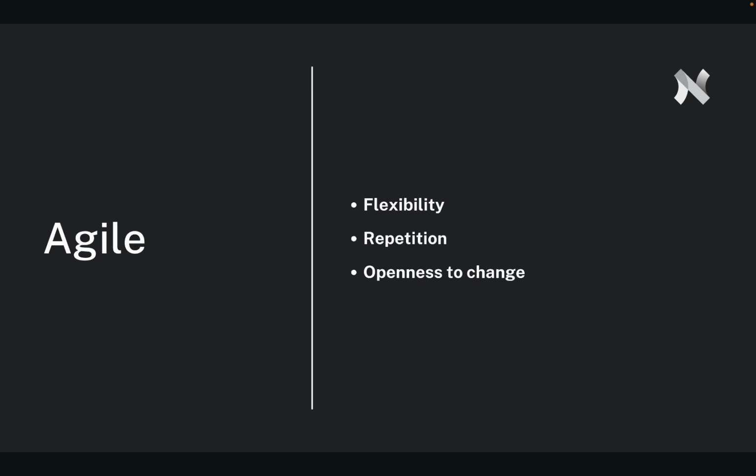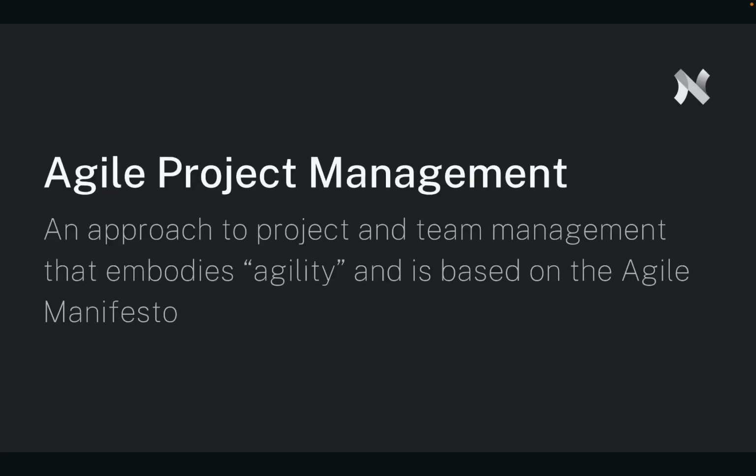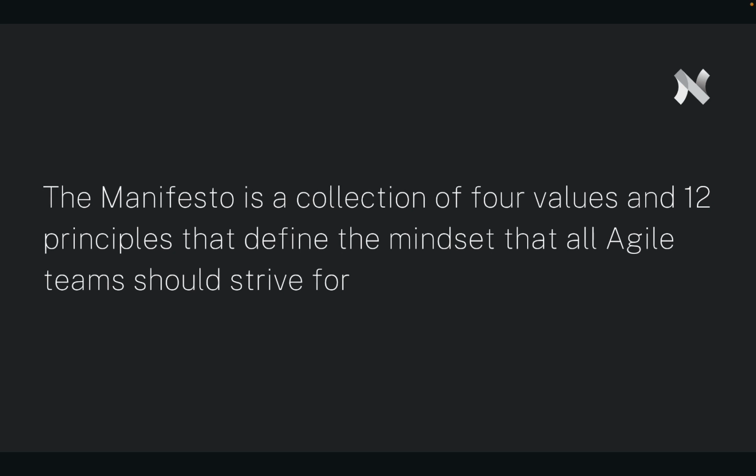But what exactly is Agile project management? Agile project management is a whole approach to managing teams and projects based on the Agile manifesto. Wait, now what's this manifesto? The manifesto is a collection of 4 core values and 12 principles. It's the guidebook for all Agile teams out there. We'll talk about these values and principles in a later video.